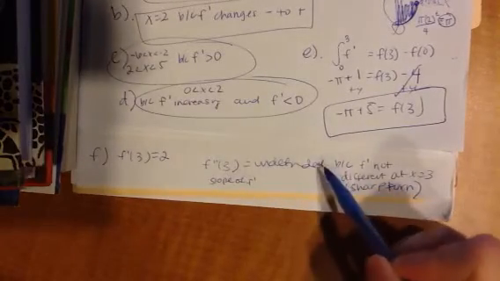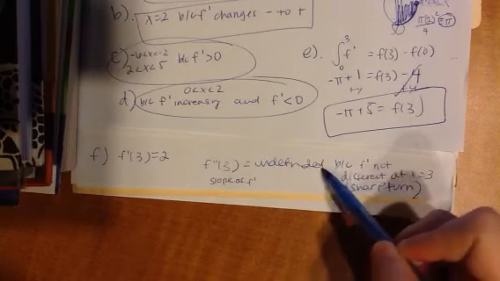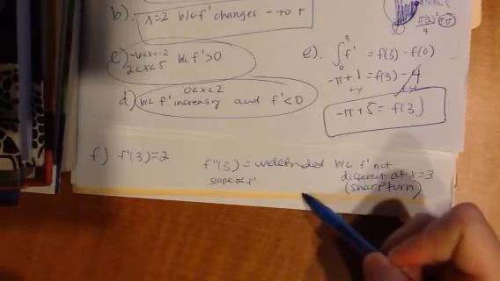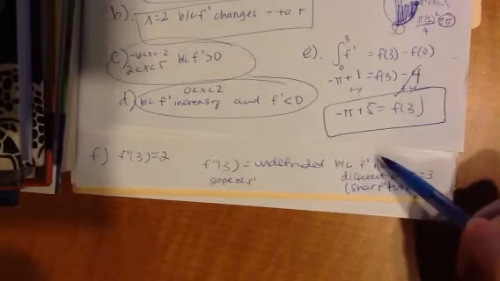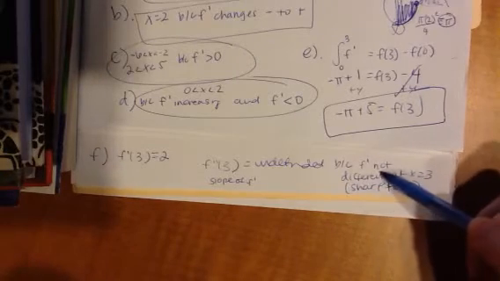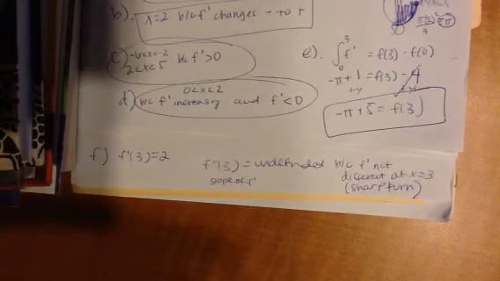More formal definition would be the limit of f prime as x goes to 3 from the left is not equal to the limit of f prime as x goes to 3 from the right. But I don't think we need that. I think sharp turn is good enough for that.